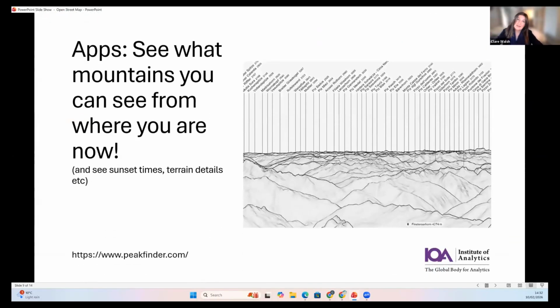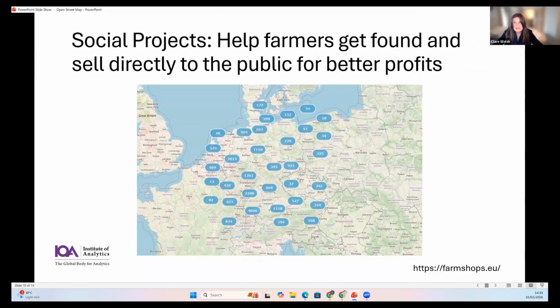Lovely idea. California is very mountainous. In fact, lots of areas where technology is highly popular. Colorado, they love a mountain. They want to know information about mountains. And so this Peak Finder is a website that links to OpenStreetMaps, and it will tell you the height of all of these different mountains, and you can see sunset times, terrain details, so you can plan your hike or your ski trip or whatever it is you're passionate about. And you can see what mountains you can see from where you are, which mountain you have to climb to see the most mountains. Lots of fun. That's just a nice community project benefiting a huge number of people.